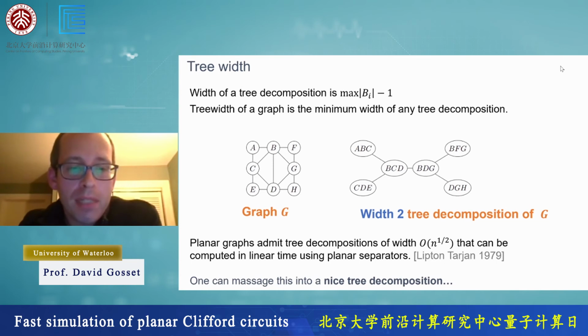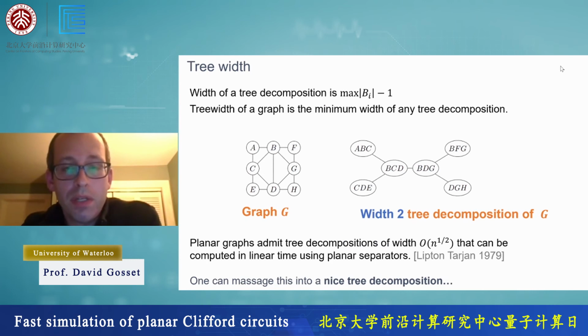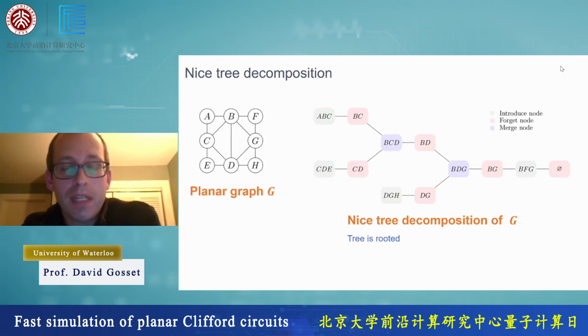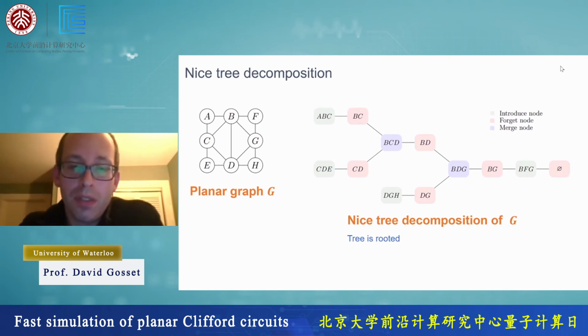Okay, and the tree decomposition that you get from this Lipton-Tarjan paper, which has width root n, can be massaged into what we call a nice tree decomposition, of which I've drawn an example. If we take this graph, where we just saw this width 2 tree decomposition, here is an example of a nice tree decomposition of the same graph. The nice tree decomposition has a few properties that we are going to use. Firstly, the tree is rooted, so there's this root vertex at the far right.